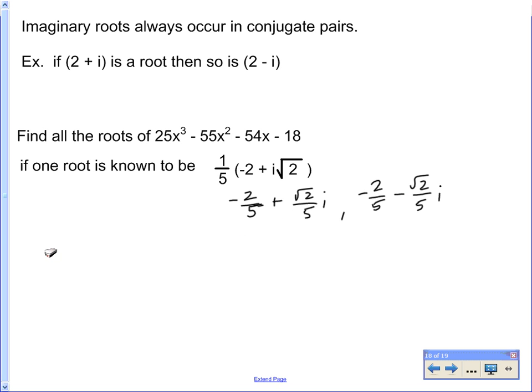So if this is a root, that really means that my factor is going to be x minus this root. So I'm going to have x minus this one. Okay, so that's going to be a factor of this. The other factor is going to be when I take x minus this one.